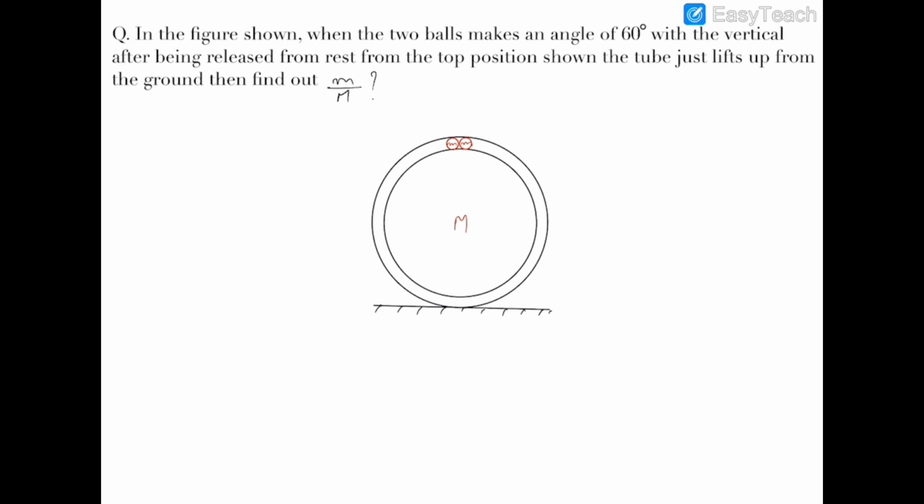And it is also given that when these balls make an angle of 60 degrees with the vertical line, then this tube just breaks off from the ground. So what does it mean and how does it work? Let us see. We have to find out the ratio of M and m.